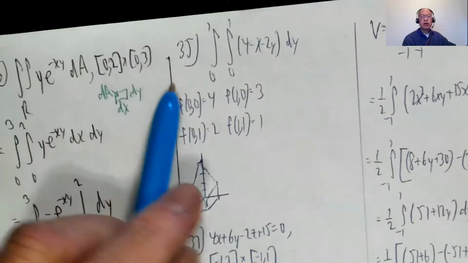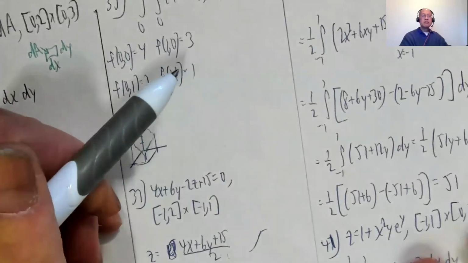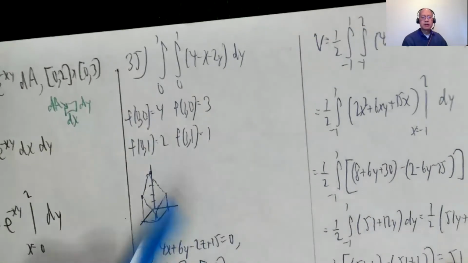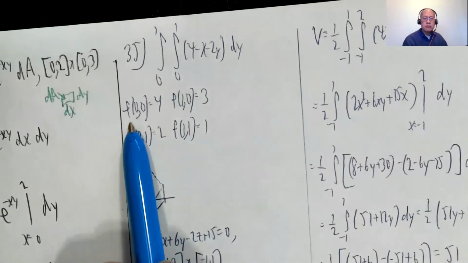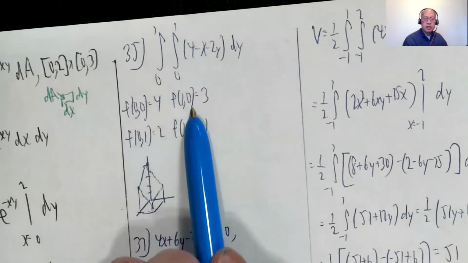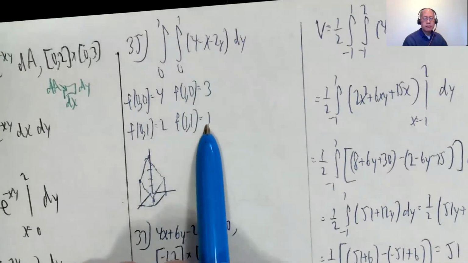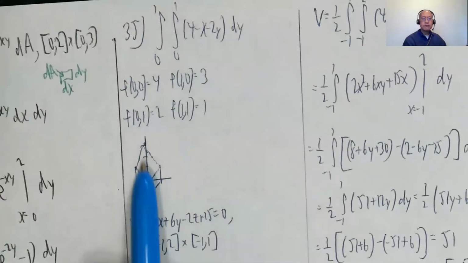35 just asks you to draw a picture, so you don't actually have to evaluate, but I want you to get a feel of how the picture would look for 35. So going 0 to 1, 0 to 1, I just plug in (0, 0), (0, 1), (1, 0), and (1, 1). F of (0, 0) is 4. F of (1, 0) is 3. F of (0, 1) is 2. F of (1, 1) is 1. So there's a real strange room where the four corners all have different heights.